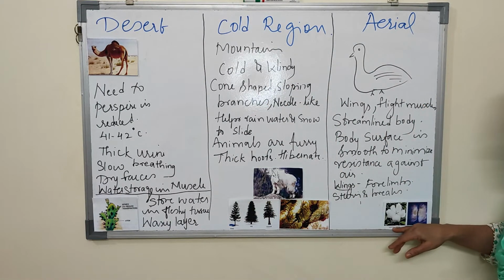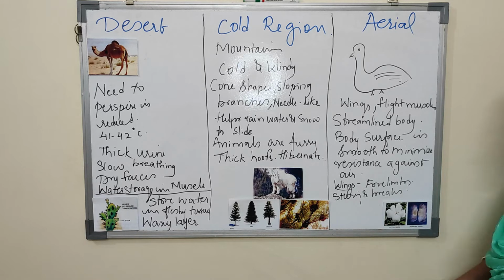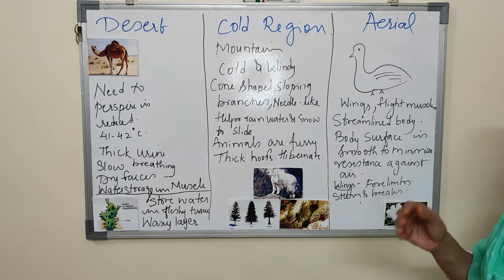So the examples here are cotton seeds and drumstick seeds. You can see this photograph here. These are modified to have aerial seeds.